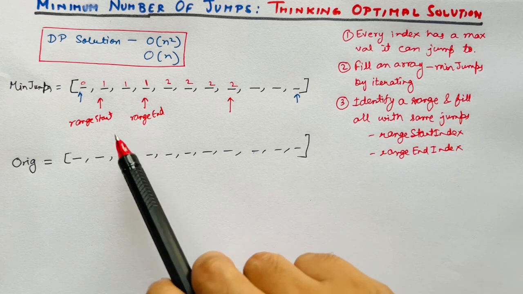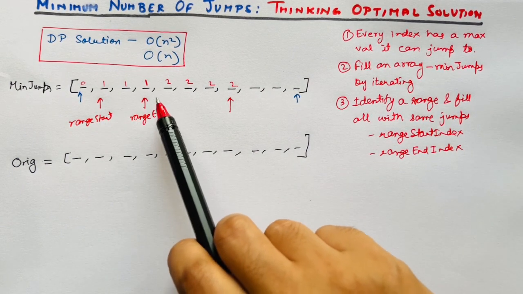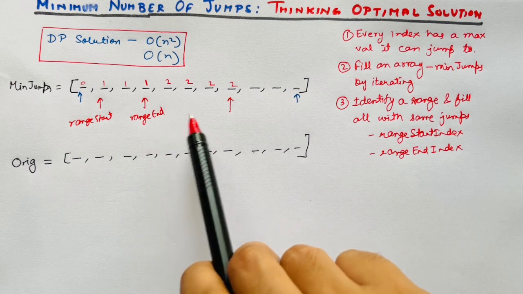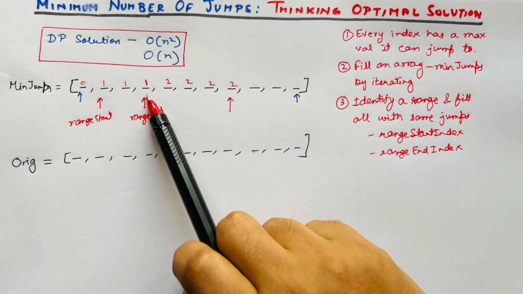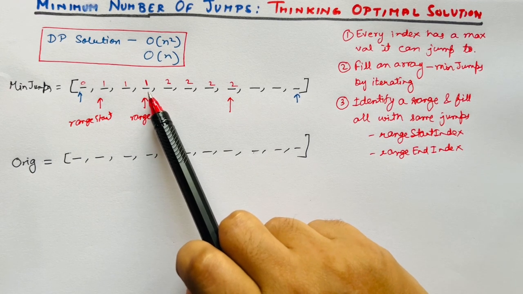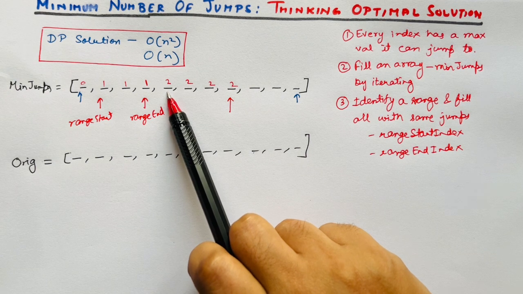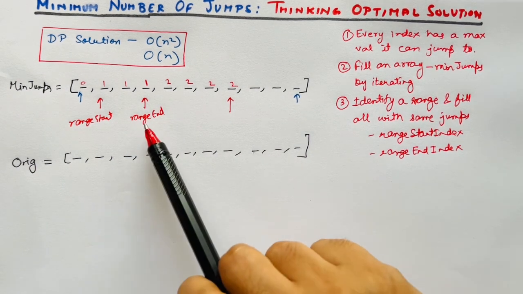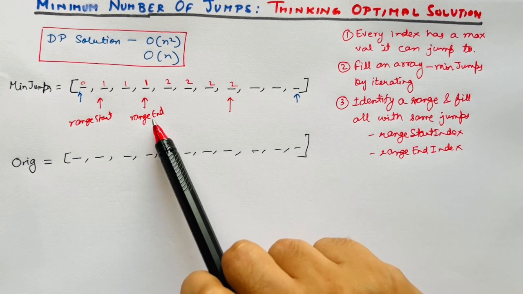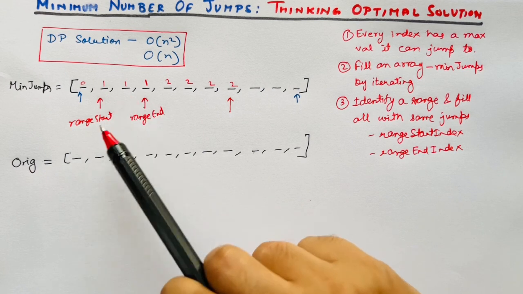Now let's see what happens when our first range is done. When we reach this index, how do we figure out what our new range is? So we know anything beyond this index will need one more jump. So the range start index will start from this position. But what will be the range end? Now range end will be the maximum possible reach that we can have from any of these positions.